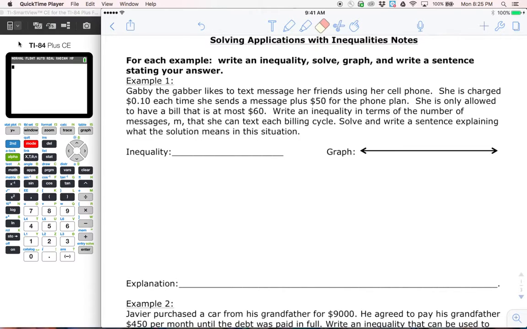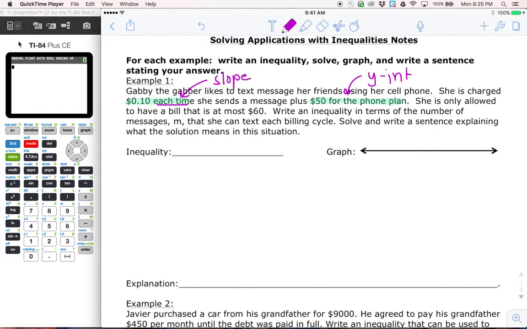Gabby the Gabber likes to text message her friends using her cell phone. She is charged $10 each time she sends a message plus $50 for the phone plan. Can we just stop for a second? I think we all can identify that this is going to be our slope and this is going to be our y-intercept, right? Because of the words each time makes it our slope, and then $50 for the phone plan is just a one-time charge because we're talking about a monthly plan, right?